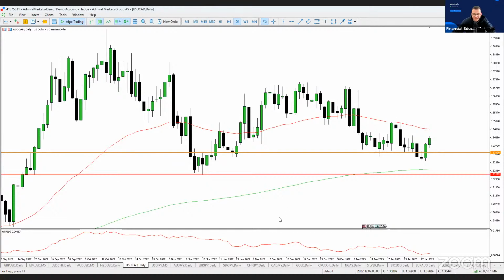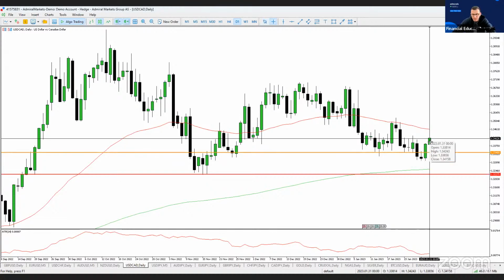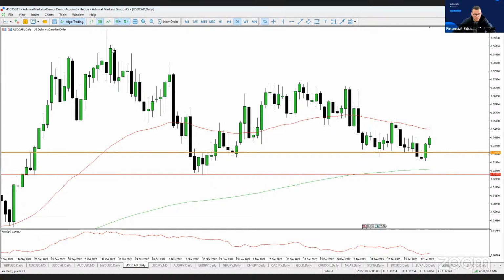USD against the Canadian dollar. Some people asked on yesterday's webinar, should we short this one? And I believe it has some room to move to the upside before we look for shorts.